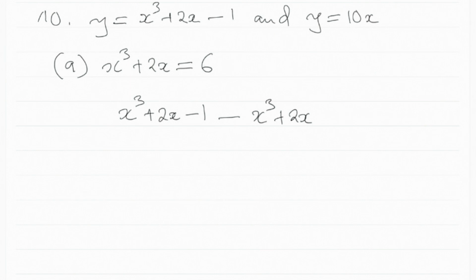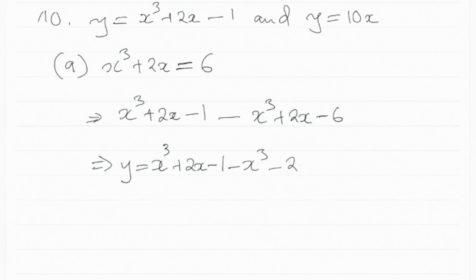When we transpose this, we're going to minus 6, right? And then when you collect the like terms, you are going to have y equals x cubed plus 2x minus 1 minus x cubed minus 2x plus 6, because now in the first place we equated, now it's coming to the other side. So now you take note of this, we're equating the two cubic functions. Now we are collecting the like term, so we're going to have that.